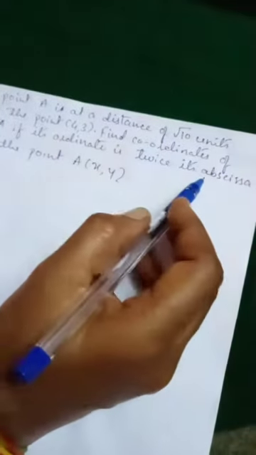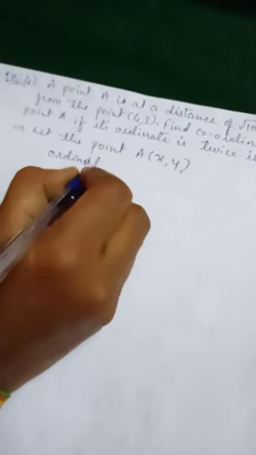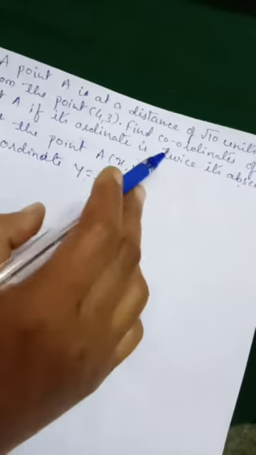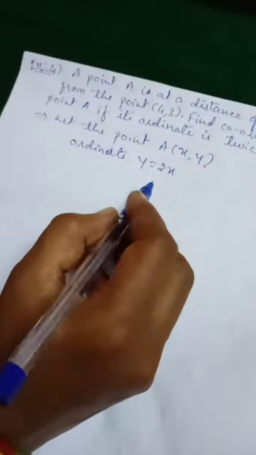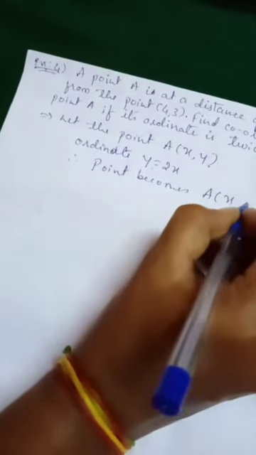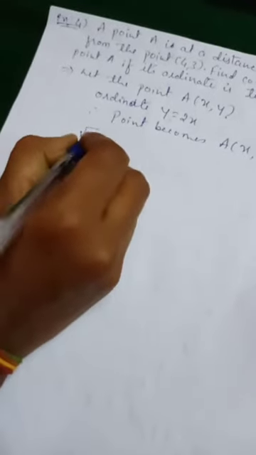Since it is given that the ordinate is twice its abscissa, that is ordinate y is equal to 2x. Ordinate means y-axis, that is y coordinates, that is y is equal to twice its abscissa, means y is equal to 2x. So let us consider y is equal to 2x. Therefore here the point becomes A of x and 2x. Now they have already given the distance root 10 units.